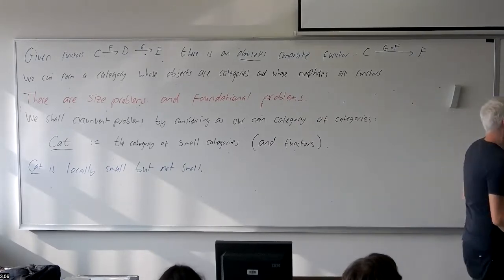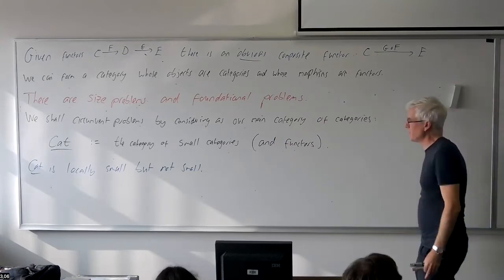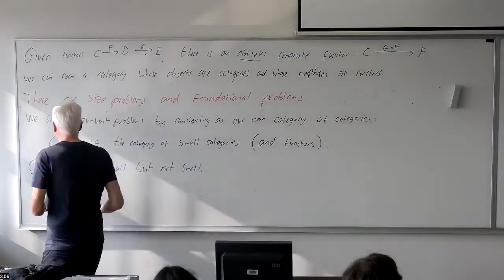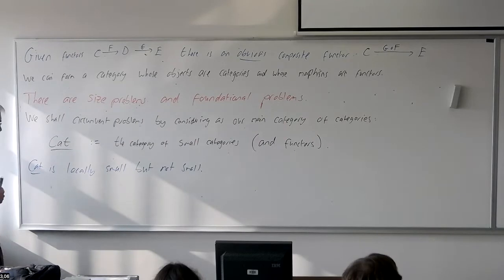So the notion of functor makes sense between arbitrary categories, however large, but when we want a specific mathematical category of categories, we're going to use Cat, which is the category of small categories. So that's the first remark.